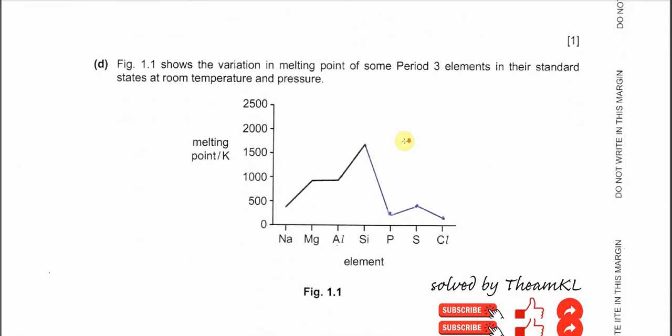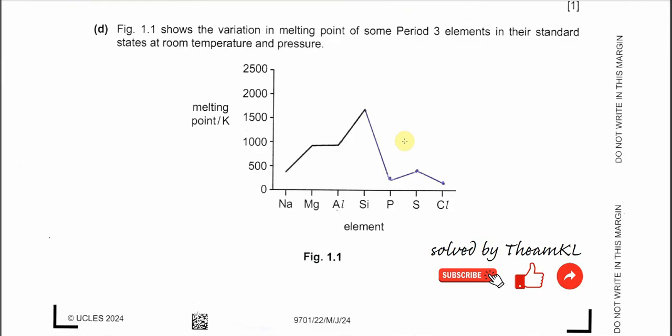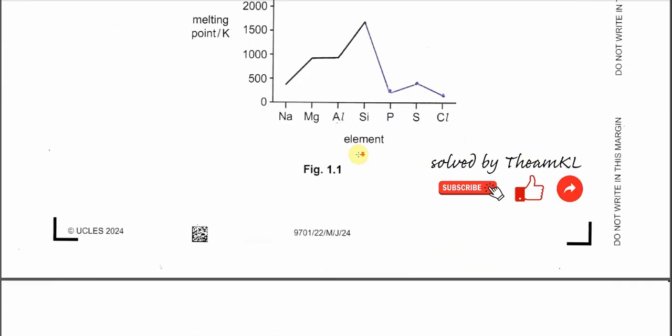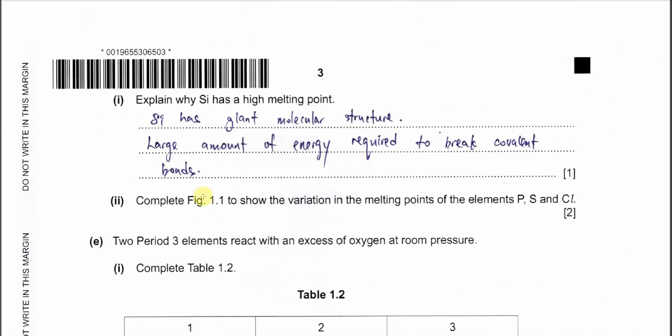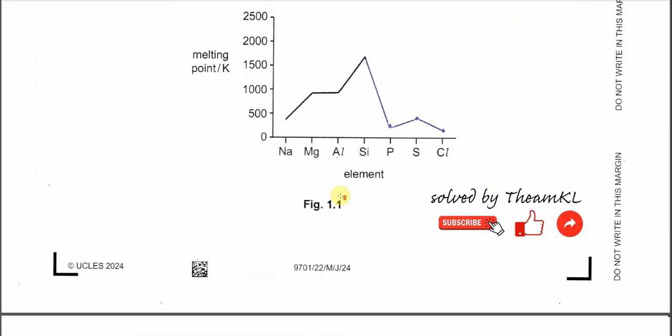Okay, part D. Figure 1.1 shows the variation in melting point of some period 3 elements in their standard state at room temperature and pressure. This one is later in part 2, where you need to complete that. Complete Figure 1.1 to show the variation in melting point. Let's discuss this one, then we go to part 1.